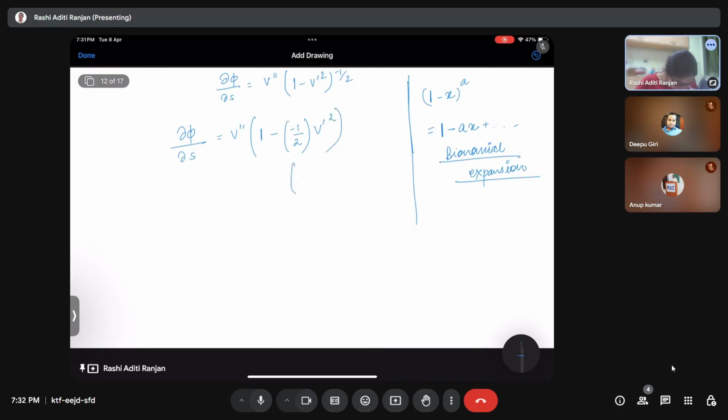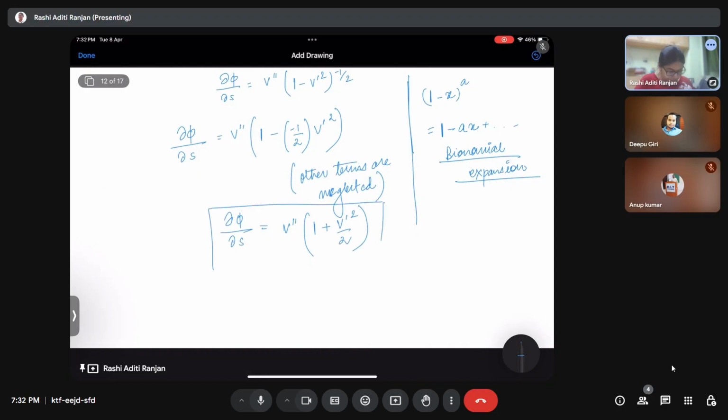Here other terms are neglected. Further terms are neglected in this case. So what am I going to get? I'm going to get del phi by del s is going to be v double dash into 1 plus v dash square by 2. So this is the equation that I got.